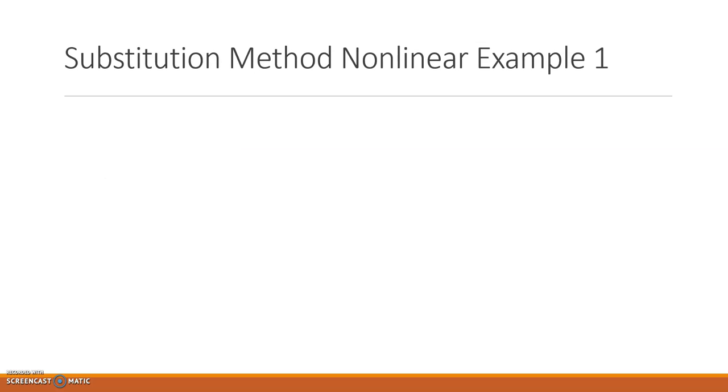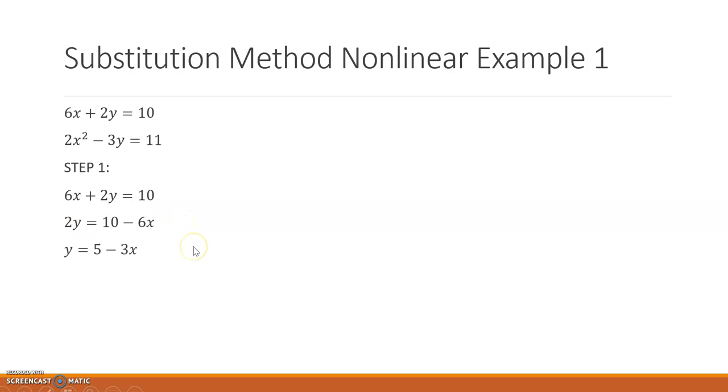Now that we've looked at linear examples, let's consider non-linear examples. So we have 6x plus 2y equals 10 and 2x squared minus 3y equals 11. And this 2x squared right here, this x squared, this is why it's not linear. But we will still follow those same 3 steps. So let's rearrange this first equation and let's solve for y. So we can subtract 6x on both sides and then divide everything by 2 to leave us with y equals 5 minus 3x.